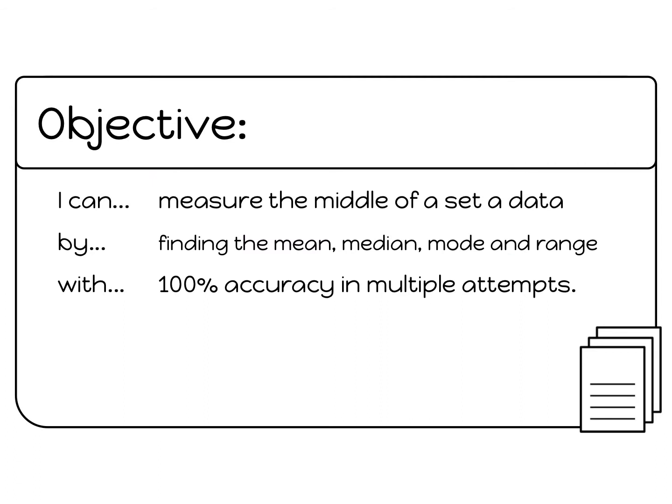Our objective today is, I can measure the middle of a set of data by finding the mean, median, mode, and range with 100% accuracy in multiple attempts. Now, because this lesson is not part of a unit, it is not in a digital math notebook. However, you do have a worksheet where you should be writing your notes as you watch the flip lesson with me.